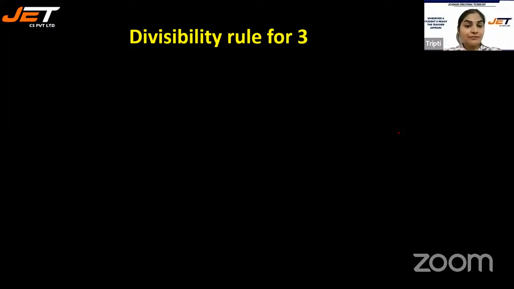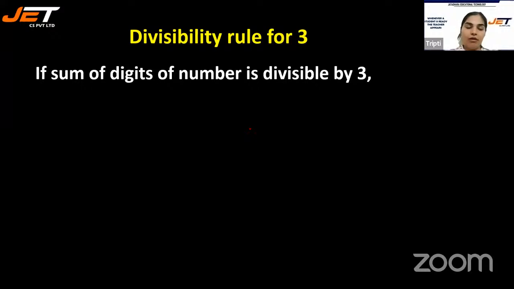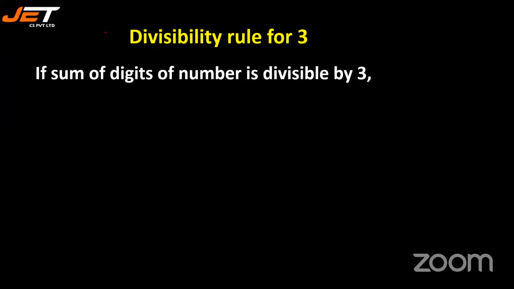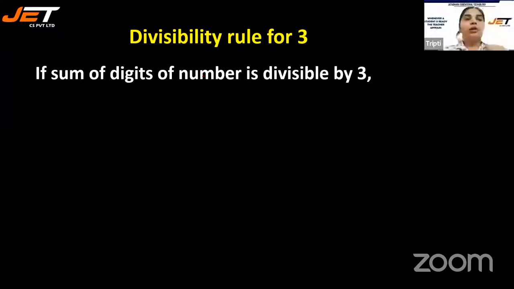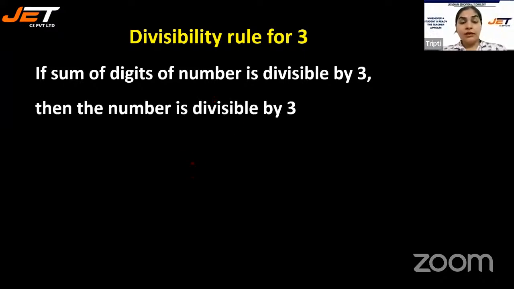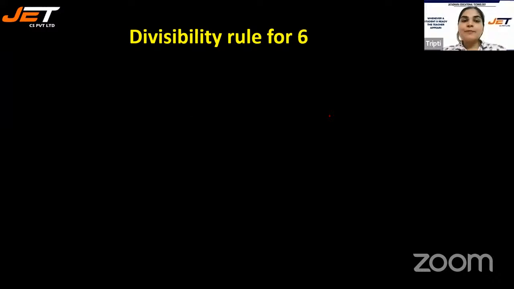Divisibility rule of 3 says you have to do the sum of all the digits. And if that is divisible by 3, the entire number is divisible by 3. Like 123. So 3 plus 2 plus 1, that is equal to 6. 3 plus 2 is 5 plus 1 is 6. 6 is divisible by 3. That means the entire number is divisible by 3.